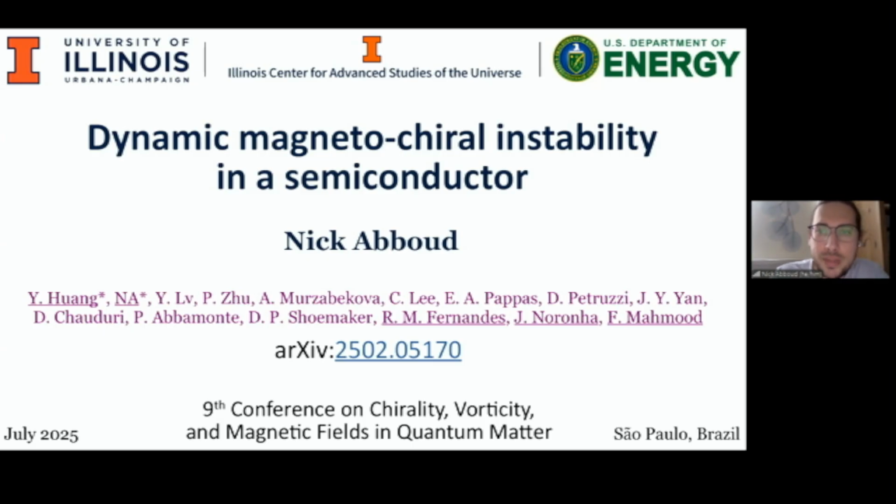This was a joint effort between experimentalists and theorists. The experiment was led by Fahad Mahmoud at the University of Illinois and carried out and analyzed in large part by Yijing Huang.